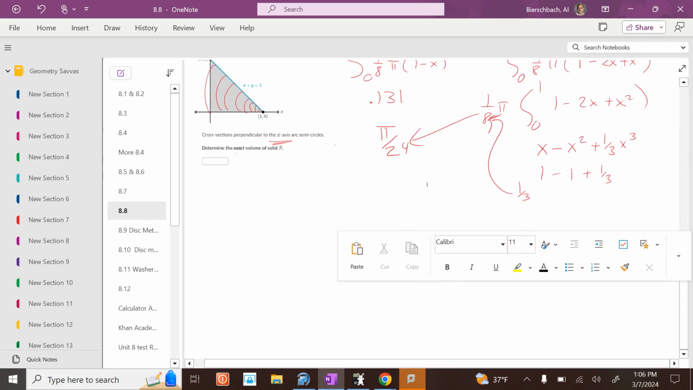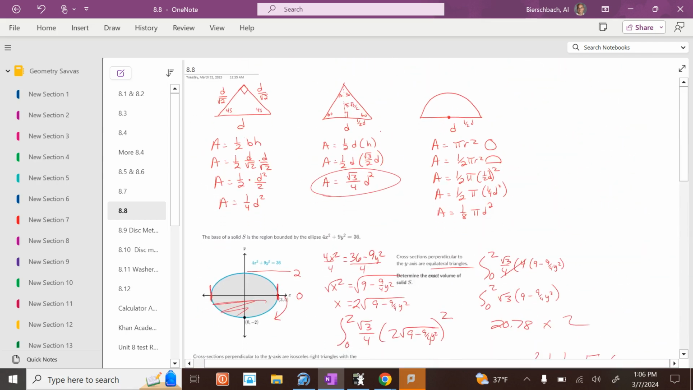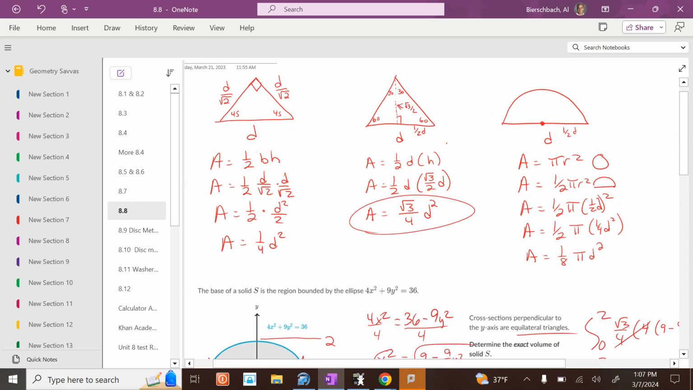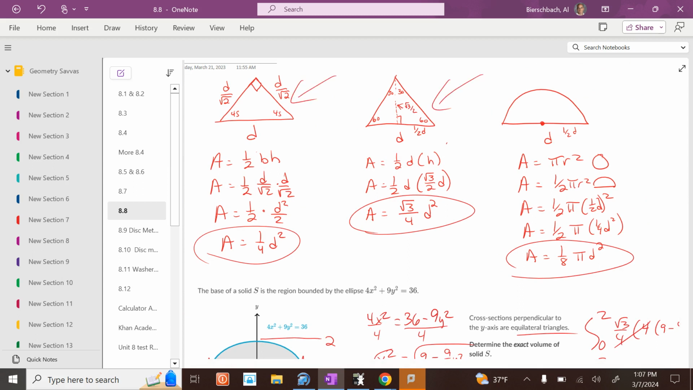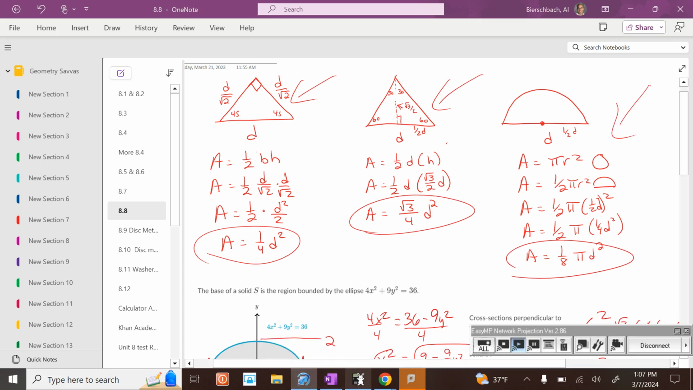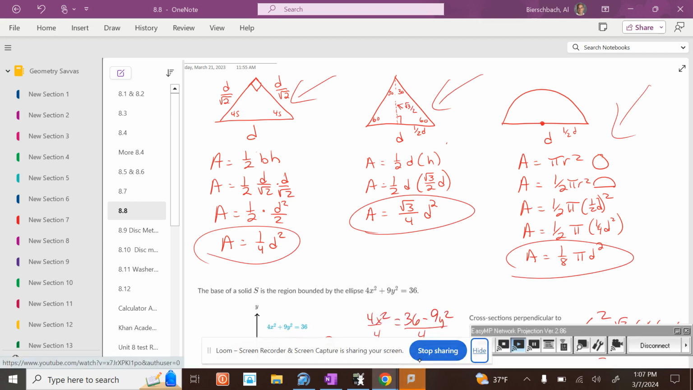So that's the basics of what we're doing. It's just figuring out the integrals and plugging them into these three formulas. Okay. If it's an isosceles triangle, use that formula. Equilateral, that formula. Semicircle, that formula. Okay. So try to make your way through this. Oh yeah, we should definitely throw those on a note card.